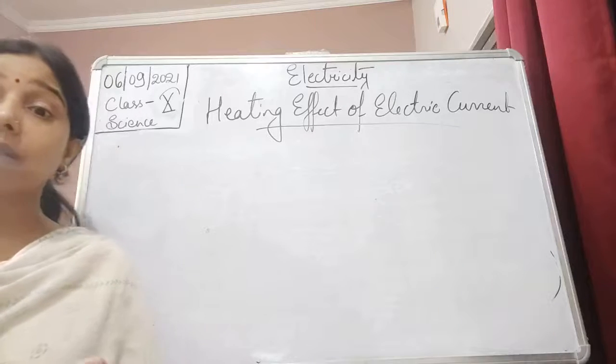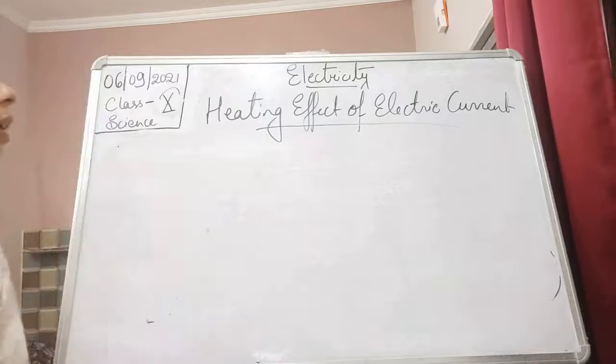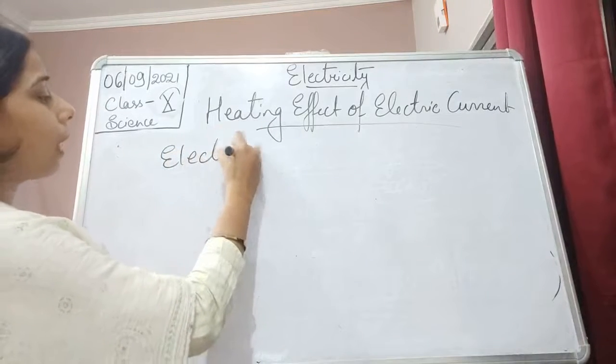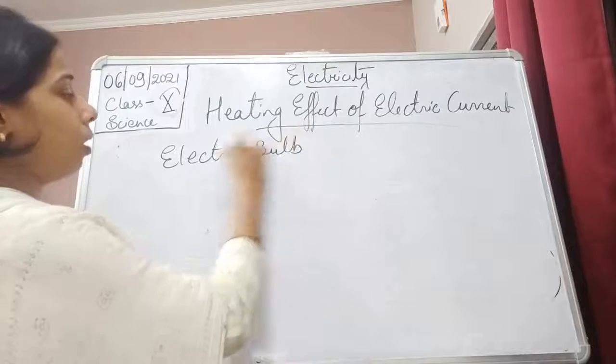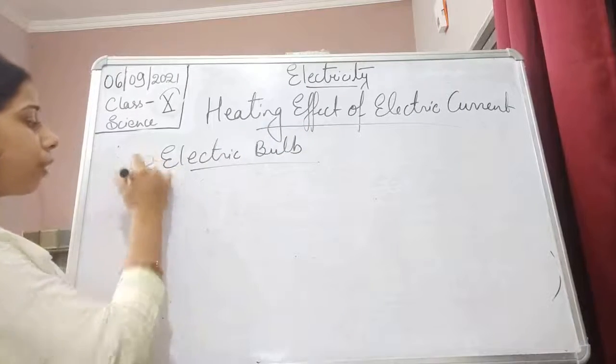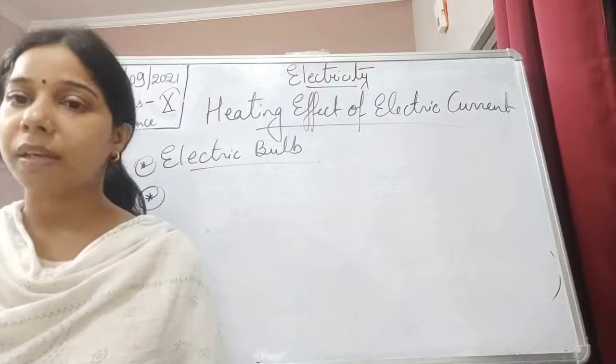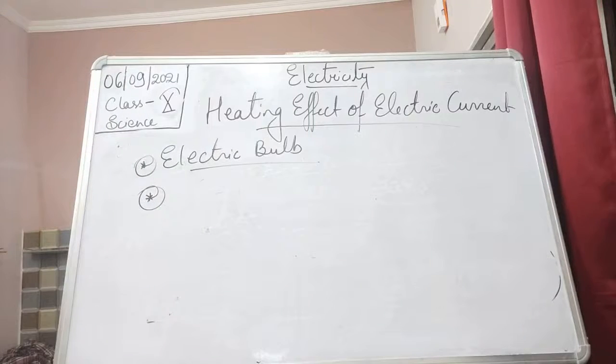So this is the first application of the heating effect of electric current, that is the electric bulb. This is also a method by which we know that when electric current passes through it, heat is generated. The second is, students, the fuse, the electric fuse.